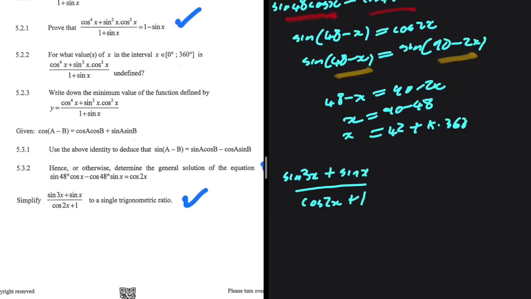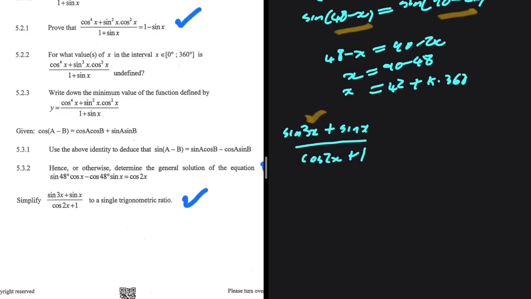So take a look at this. We have sine of 3x. We don't have any identity that we can use on sine of 3x. So it's better if we break it apart into sine of (2x plus x). If we do that, we're going to have sine of (2x plus x) plus sine of x, divided by cos of 2x plus 1. Let's just leave cos of 2x as it is for this step. Let's focus on the numerator.